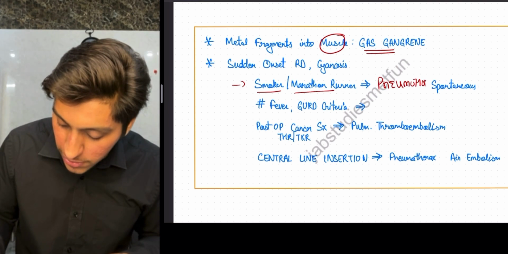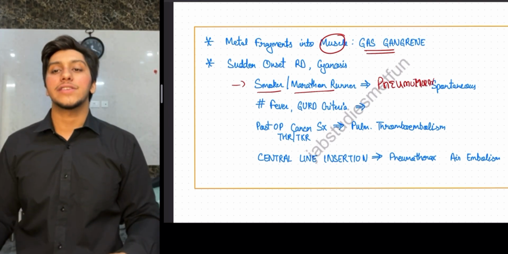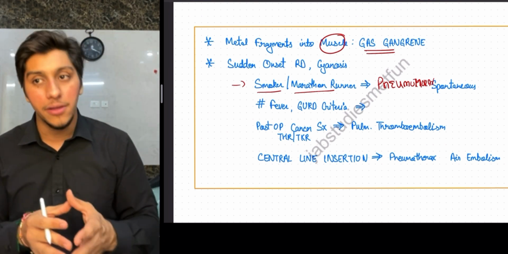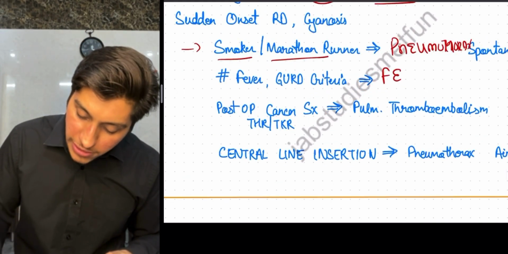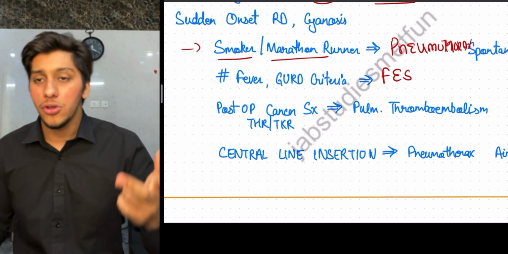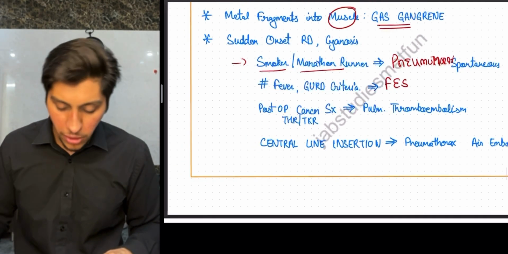pneumothorax. Just now the first thing which we talked about was this only, pneumothorax will be there, and pneumothorax especially can be seen in smokers, COPD, Marfan's, Ehlers-Danlos or pneumococcus. All right. Fever with Gurd's criteria, that is going to be your fat embolism syndrome. Post-op cancer, pregnant patient, or maybe the ortho related, that is going to be pulmonary thromboembolism.